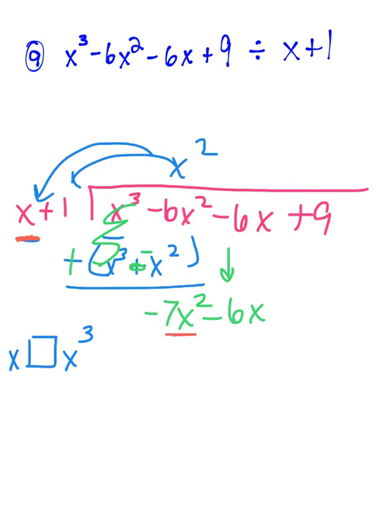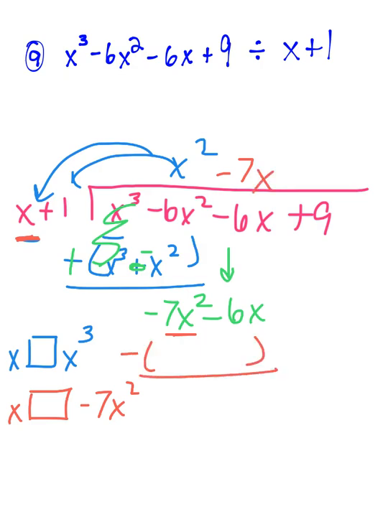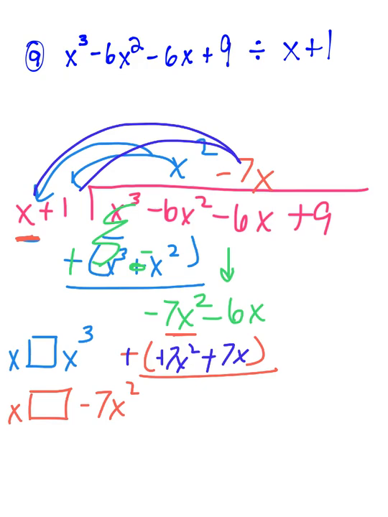First term into first term. x times what gives me negative 7x squared? Negative 7x, okay? Before you multiply, go ahead and get your subtraction ready. So multiply. Negative 7x times x is negative 7x squared. Negative 7x times 1 is negative 7x. What do I do with that negative sign? Distribute, distribute, distribute. So negative 6 plus 7? Just plain old x. And then what do I do with the 9? Plus 9. And then we do that all over again.